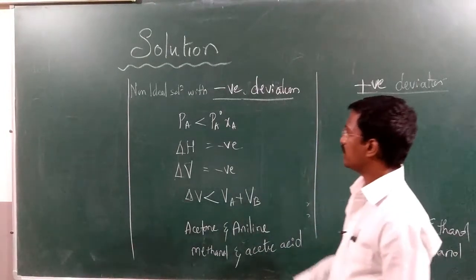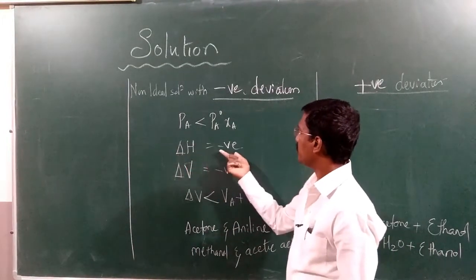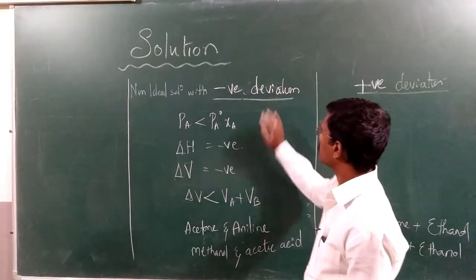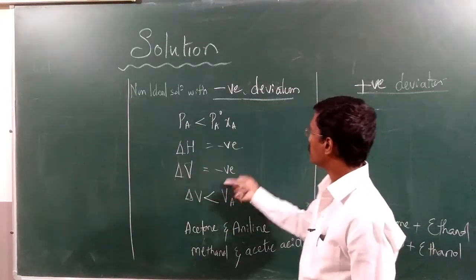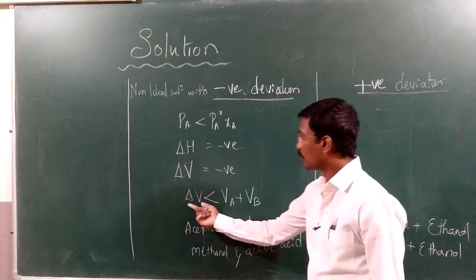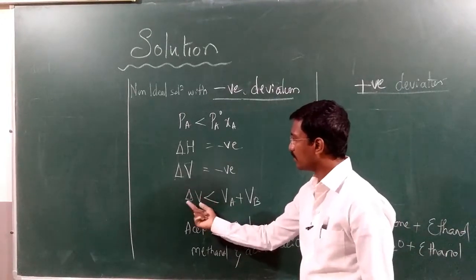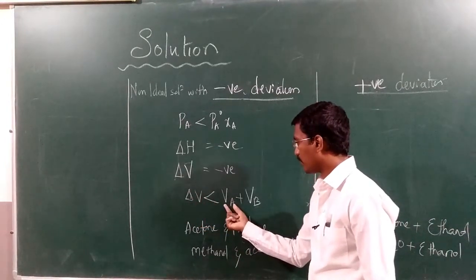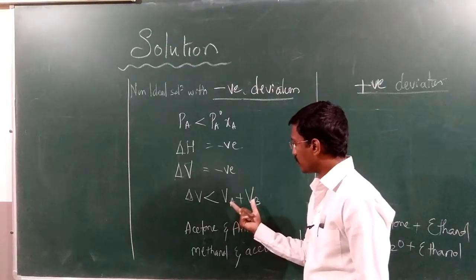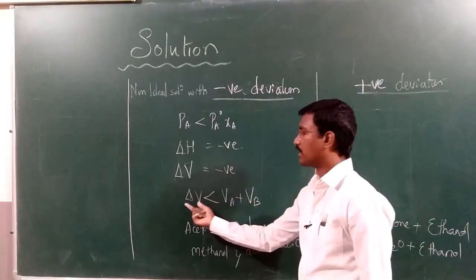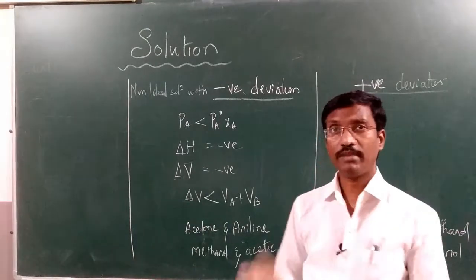The same thing here also. If the change in enthalpy is negative, meaning it decreases, it is negative. If the volume decreases, this is also negative. And the total volume being negative means that the sum of the volumes of component A and B together is not equal to the mixing value.